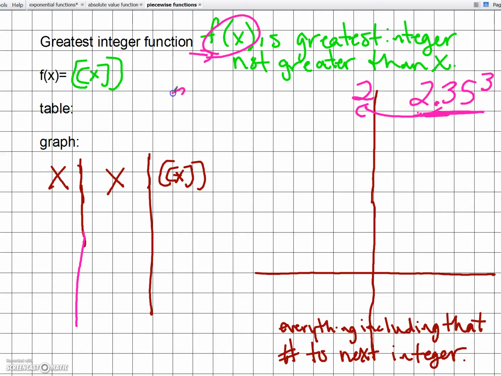So if we had like 3.56, you would have to go down to 3. So it's like the greatest whole number without going over. You don't round up, you always go down. Okay, so think about your stair step. So we're going to do the parent function. This one does have a parent function. That's the one we're going to start with first.